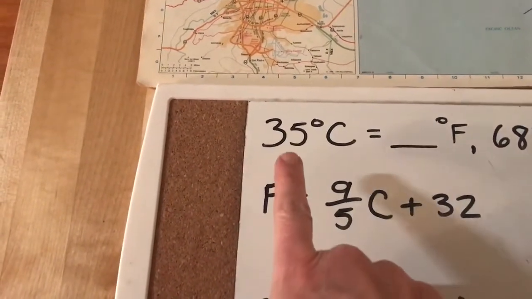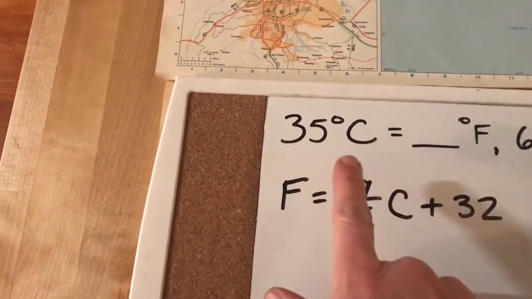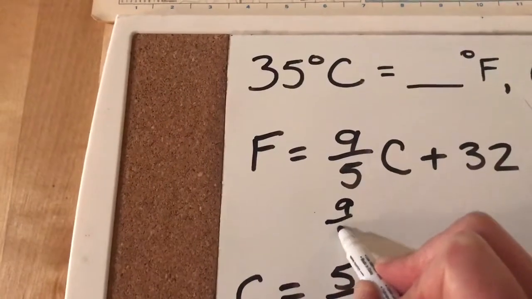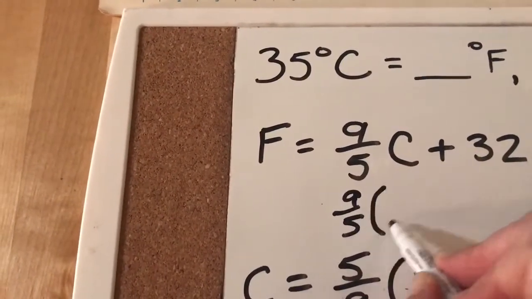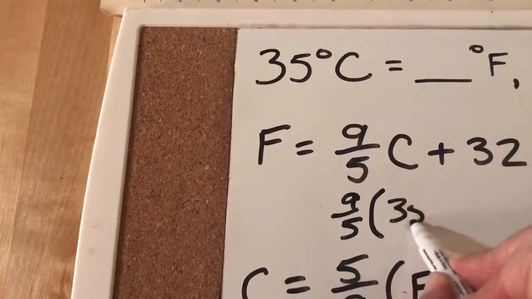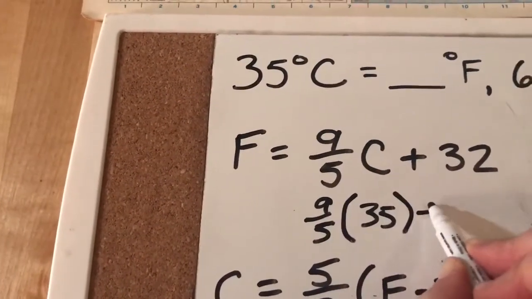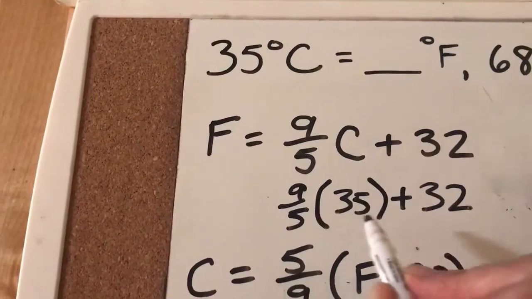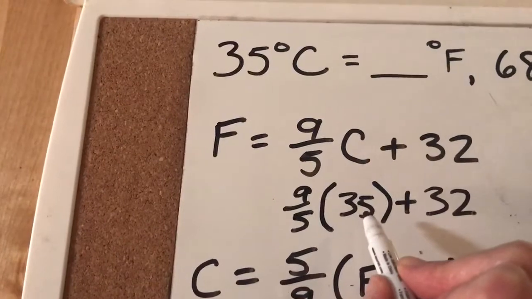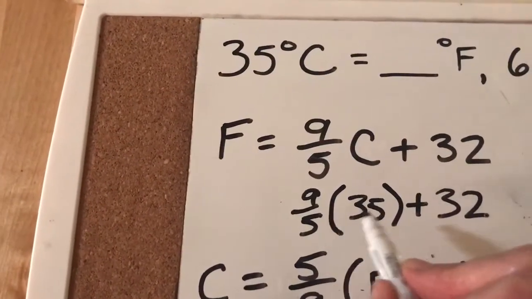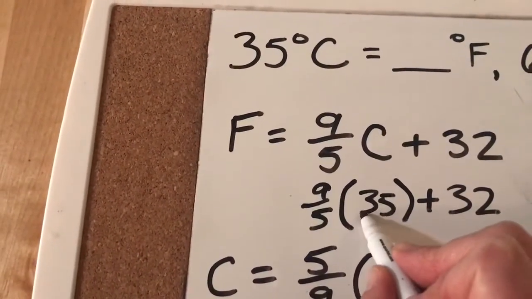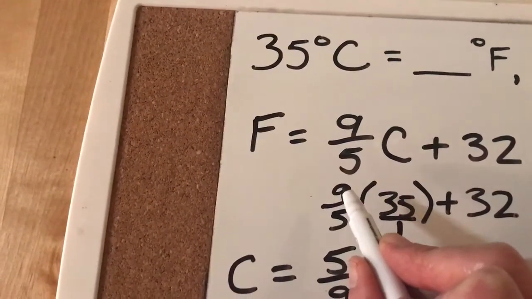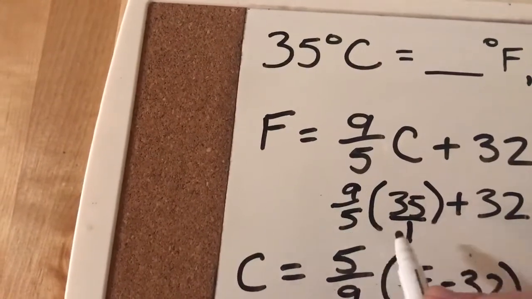So I start by substituting in the 35 degrees Celsius in place of the C in this equation. When I do that, I want to put parentheses around the C. So I'll put parentheses around the 35 and then add my 32. So following my order of operations, I would multiply 9/5 times 35 first. A fraction times a whole number, I would change the whole number into a fraction by putting it over 1. And then I can multiply 9 times 35 and 5 times 1.